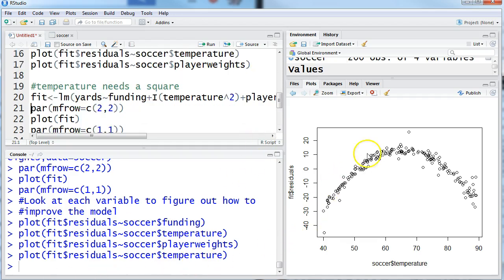So how come we didn't fix this? Well, you've got to remember, if you want temperature squared in the model, you've got to have temperature as well. Otherwise, you're restricting the kind of parabolas, and here we could not fit the right parabola.